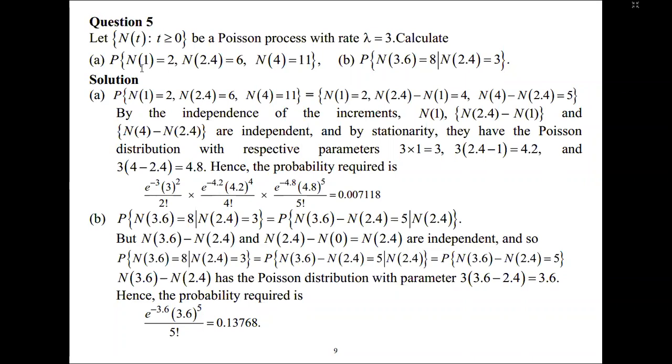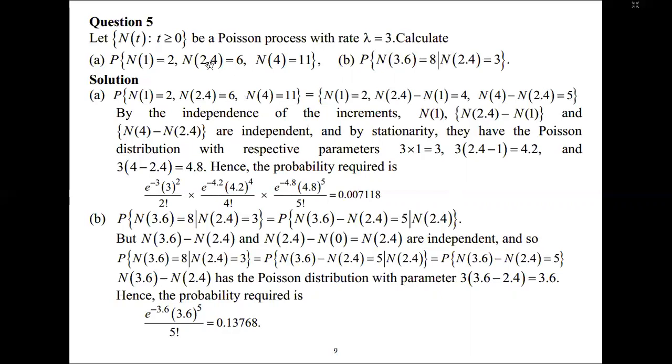First of all, this one means time from 0 to 1. This one means the time from 0 to 2.4. This one means time from 0 to 4. But these times are not mutually exclusive. They intersect. 0 to 1 is inside 0 to 2.4, and 0 to 2.4 is also inside 0 to 4. So we want to create mutually exclusive times. So first, 0 to 1 will stand alone.